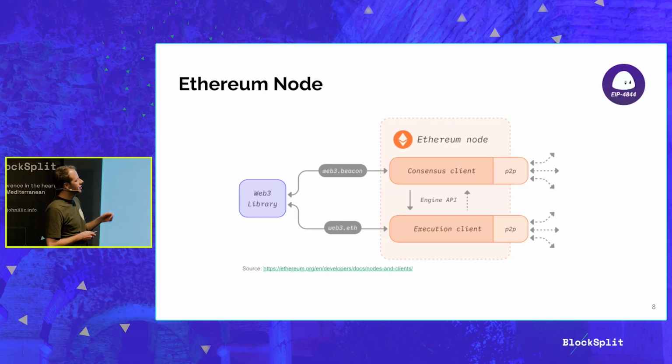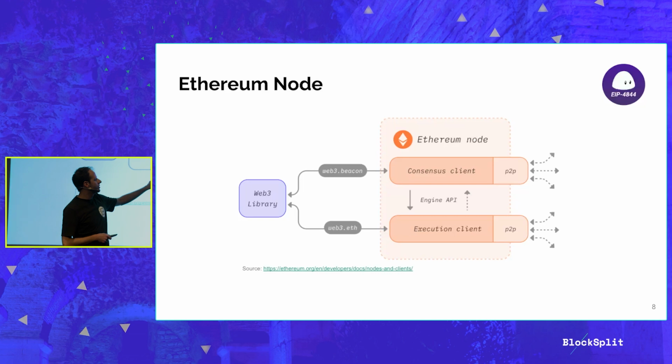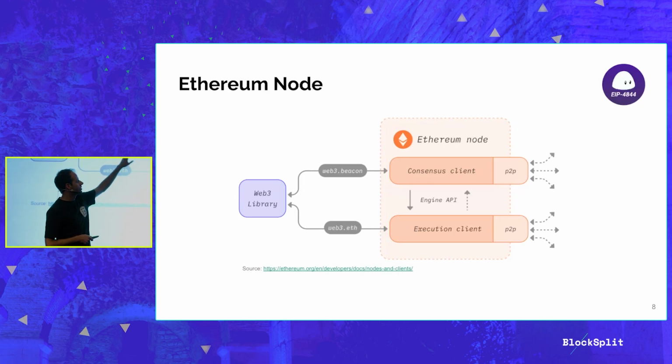So this is how the Ethereum node looks today. We have one node that is running 2 different clients. One is the consensus client, and the other one is the execution client. They talk to each other using a standard API.